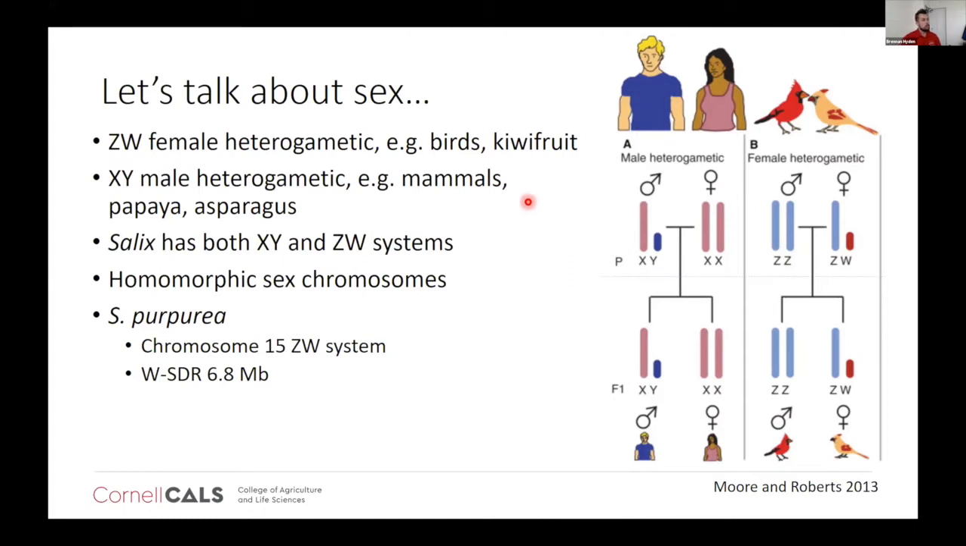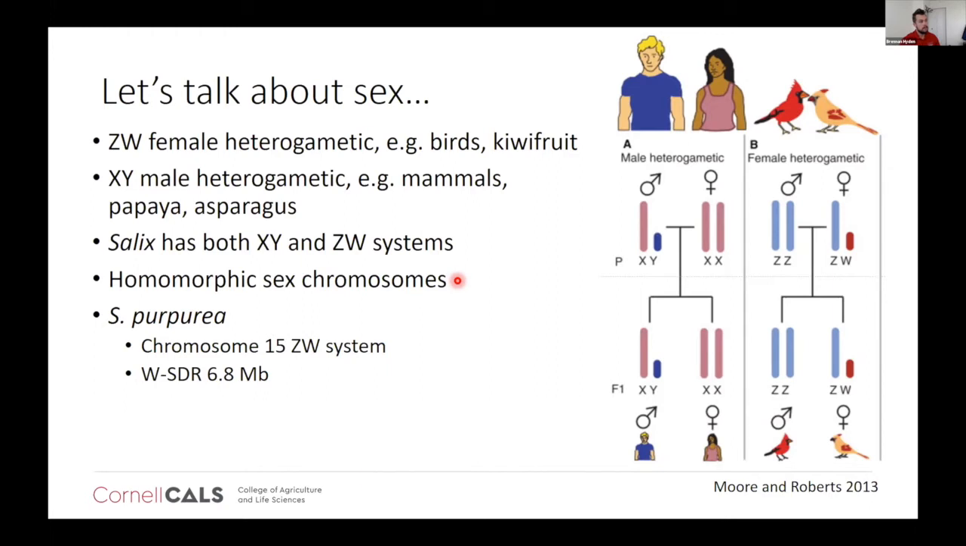And so one way that this figure here is a little misleading is that this shows sex chromosomes being very different or heteromorphic. But in Salix, these sex chromosomes are actually homomorphic. So they can't really be distinguished through karyotyping. Much of the sequence is conserved. And the sex determination region is actually a section of the chromosome, and the rest is just an autosome and can be treated like any other chromosome.